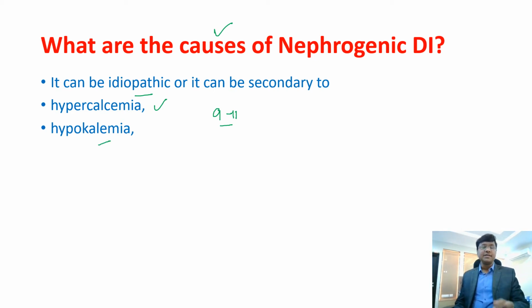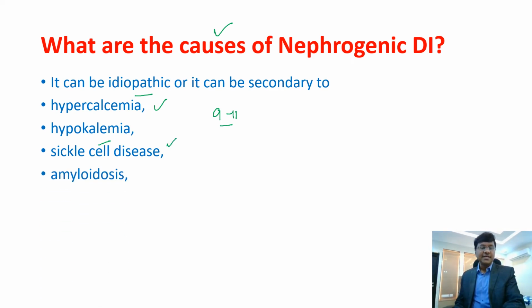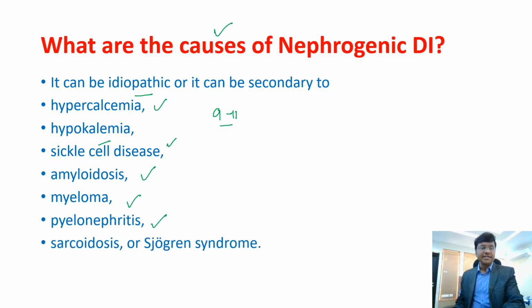Then hypokalemia. See, whenever there is hypokalemia, the tubular function of reabsorption of water gets reduced. Why? Because there is resistance to the action of the antidiuretic hormone. The tubular function will not work properly. So hypokalemia is another cause for nephrogenic diabetes insipidus. Sickle cell anemia, amyloidosis, multiple myeloma, pyelonephritis, sarcoidosis or Sjogren syndrome. So these are all causes of nephrogenic diabetes insipidus.